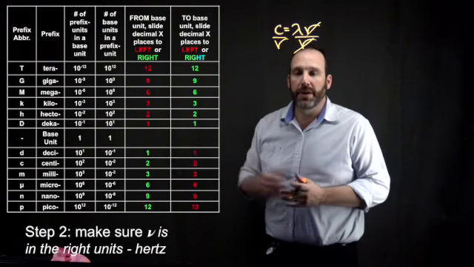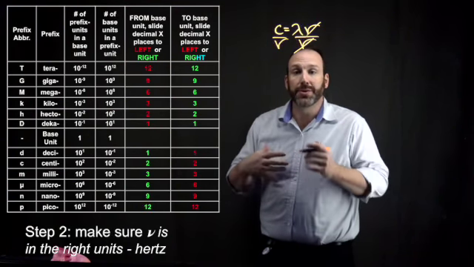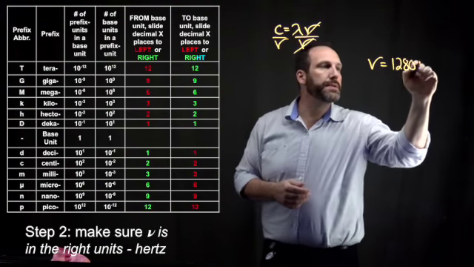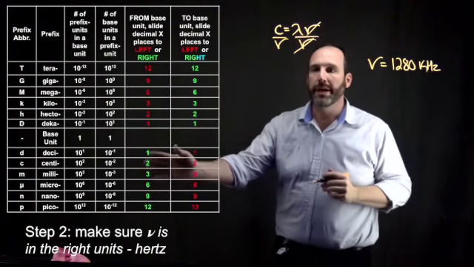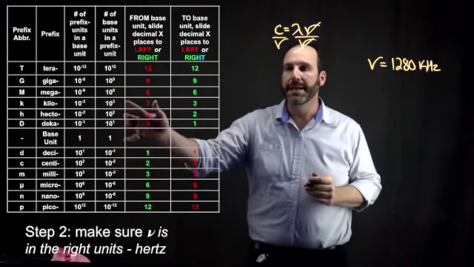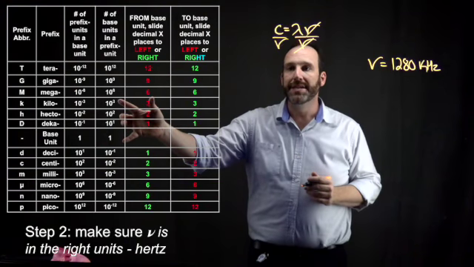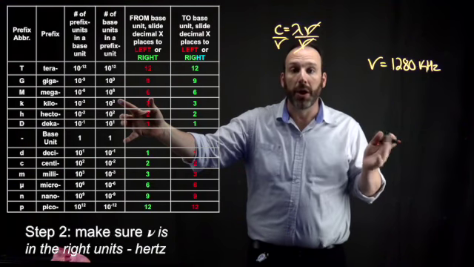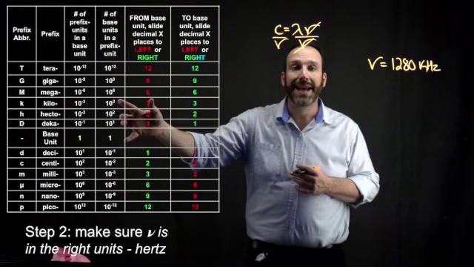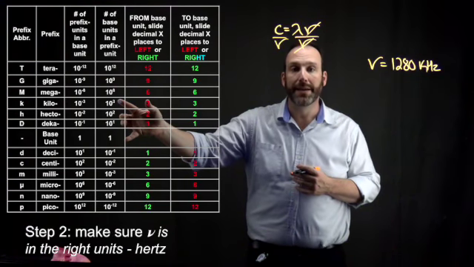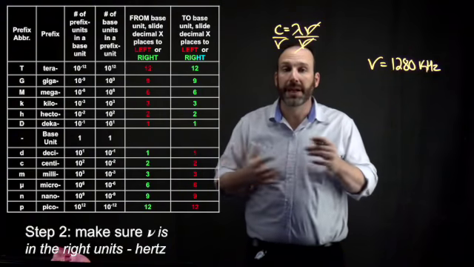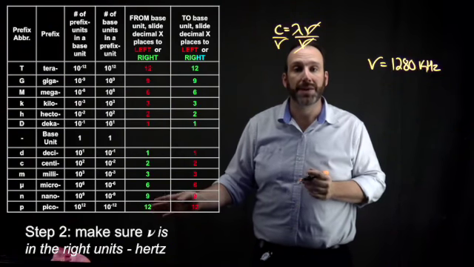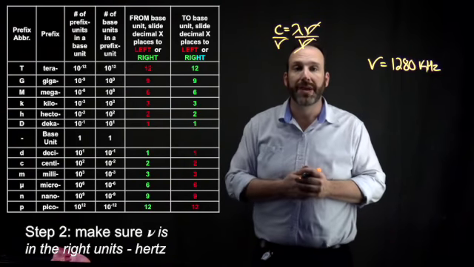Now that we've got our table back up, we can take a look. How do we convert 1280 kilohertz into hertz? If we look at our table here, for kilo, there are 10 to the third of the base unit in 1 kilo of the base unit. So there are 10 to the third hertz in 1 kilohertz. If I want to convert from kilohertz into hertz, I can do the same thing as before. Remember before I used the 10 to the minus 9th. Now I'm going to use the 10 to the third.